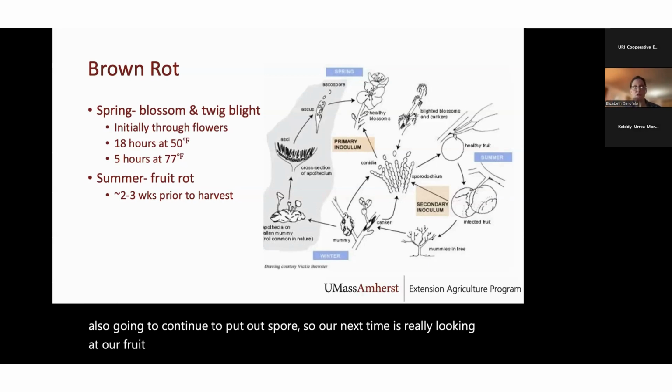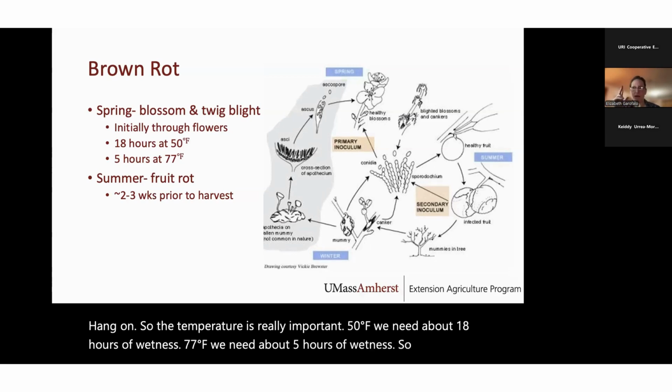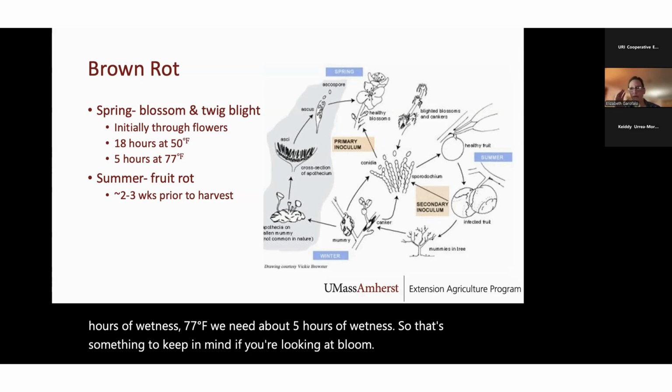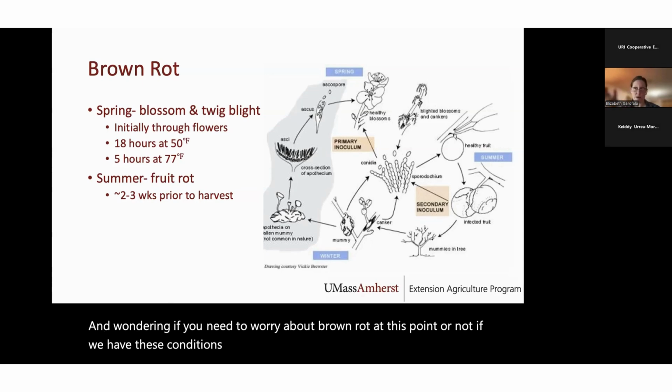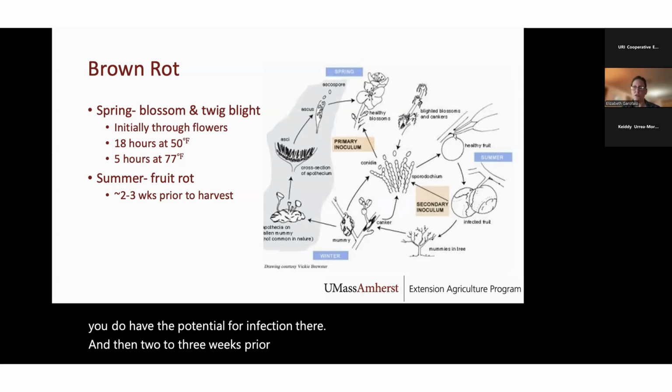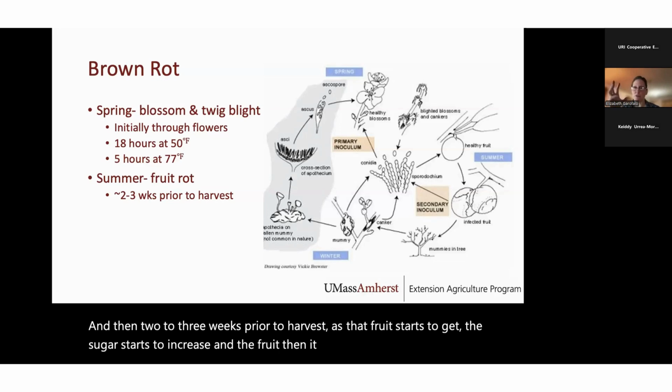So the temperature is really important. At 50 degrees Fahrenheit, we need about 18 hours of wetness. At 77 degrees Fahrenheit, we need about 5 hours of wetness. So that's something to keep in mind if you're looking at bloom and wondering if you need to worry about brown rot at this point or not. If we have these conditions, and you've had brown rot in the past, then you do have the potential for infection there. And then 2 to 3 weeks prior to harvest, as the sugar starts to increase in the fruit, it becomes susceptible as well.